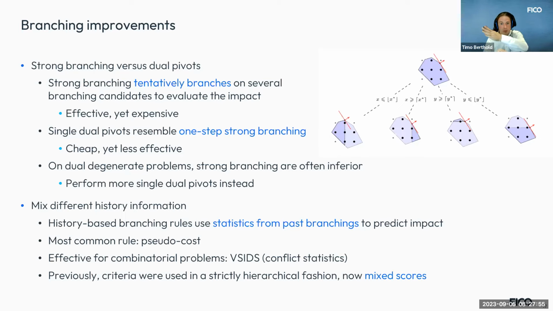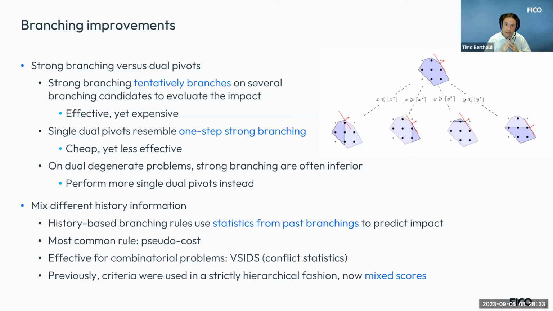So this is something which we would do further down the road usually. But on, well, now dual, not primal degenerate problems, strong branching is often inferior. So you would do the strong branch, but still in your newly created subproblems, you wouldn't see any progress in the objective value. So to filter this more effectively, we would now, on very degenerate problems, always use dual pivots instead of strong branches.